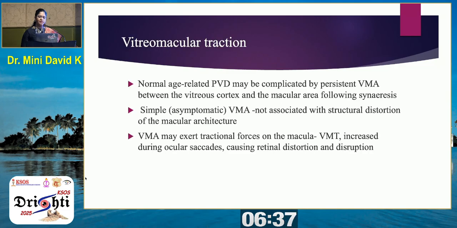Vitreomacular traction. Normal age-related PVD may be complicated by persistent VMA between the vitreous cortex and the macular area following syneresis. Simple VMA is not associated with structural distortion of the macular architecture, but VMA may exert tractional forces on the macula, causing VMT to increase during the ocular saccades, with retinal distortion and disruption.